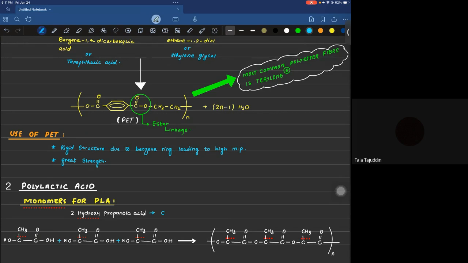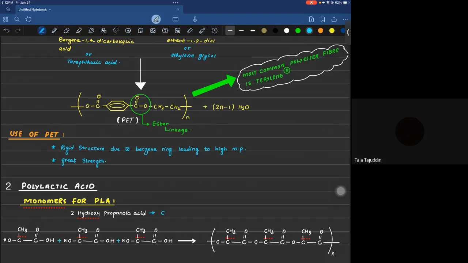Benzene ring, obviously, you have more carbon atoms. It's more stable. There is a delocalization in the benzene ring, obviously. So ultimately, it would have a high melting and boiling point, and the strength of this polymer is high. So the examiner would provide you the monomers, which are a 1,4 dicarboxylic acid and a 1,2 diol.